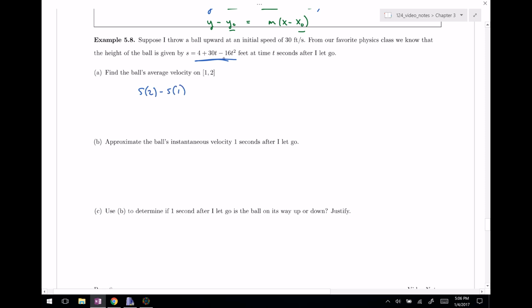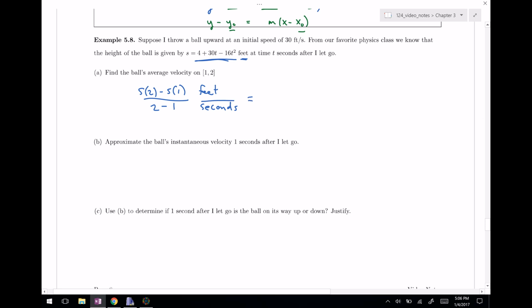Notice that these have units feet, and divide by 2 minus 1. Remember, these are units of time, right? Seconds after I let go. So 2 seconds minus 1 second. So these have units seconds. So you can see the units work out. This is going to be feet per second.